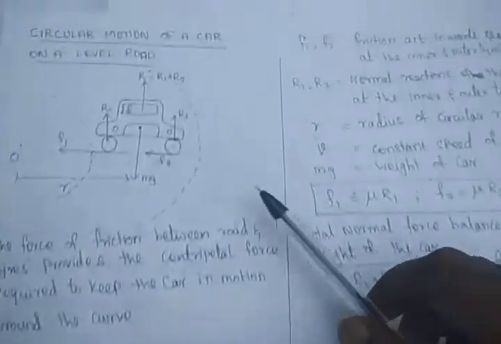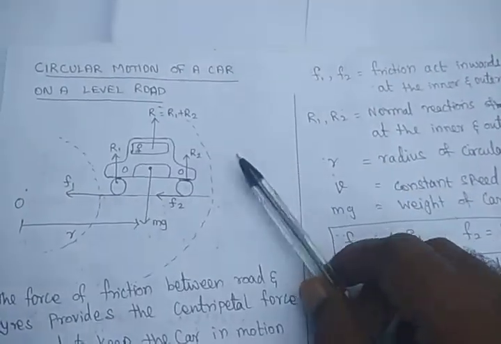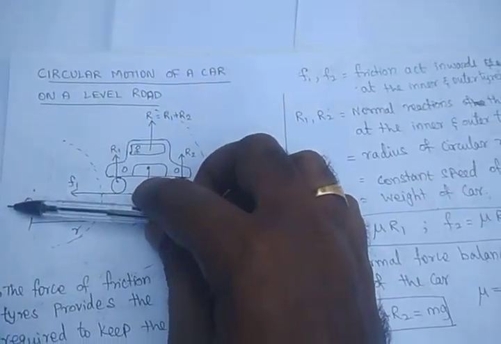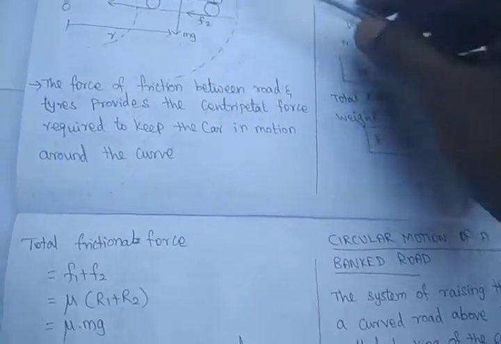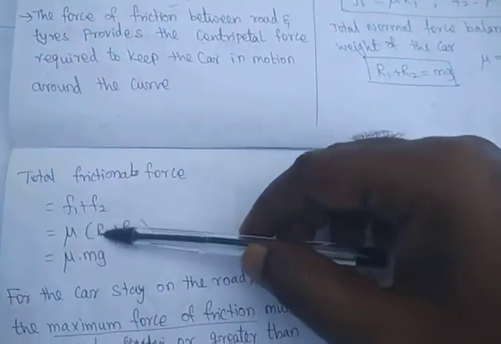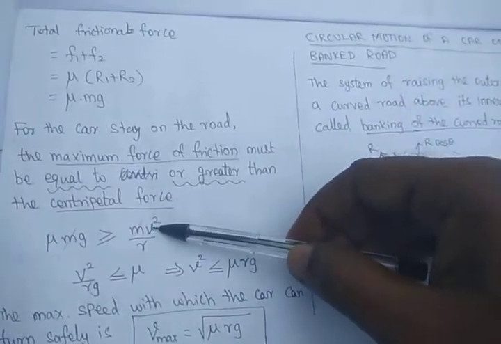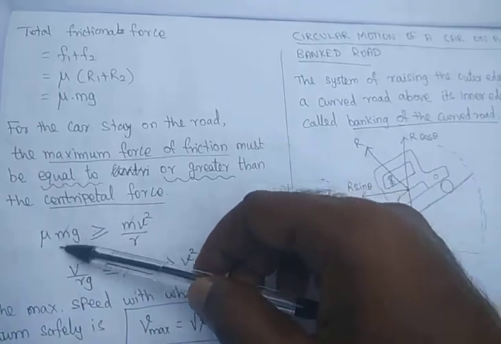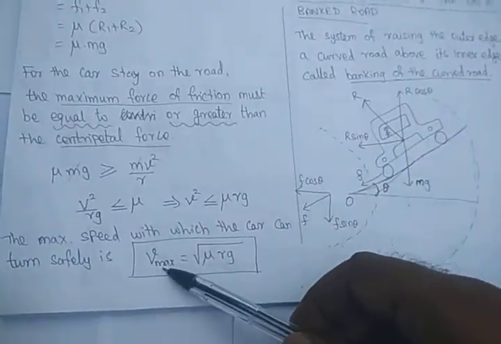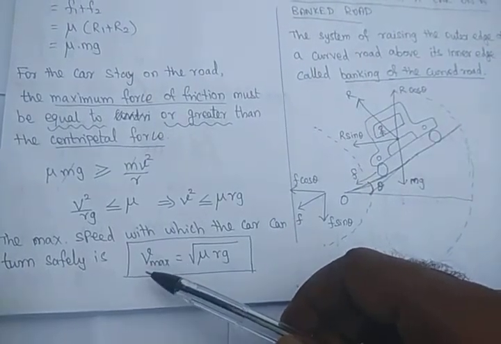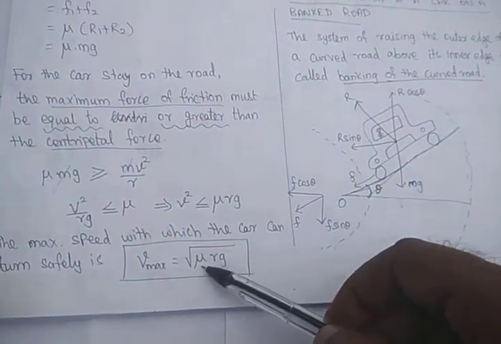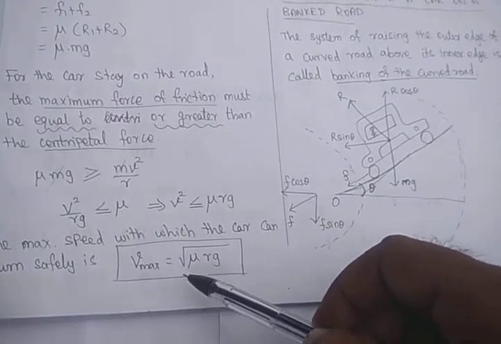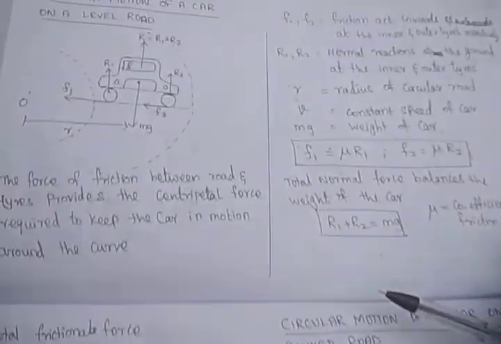Very simple, students. If you understand the diagram clearly, it is easy for us. Both frictional forces act towards the center, and that frictional force is balanced by the centripetal force. The frictional force is mu mg, and the centripetal force is mv squared by r, which must be less than or equal to the frictional force. Equating these, we come to the conclusion that the maximum velocity of the car is root of mu rg, where r is the radius of the circular road, g is gravity, and mu is the coefficient of friction between the road and the car tire.